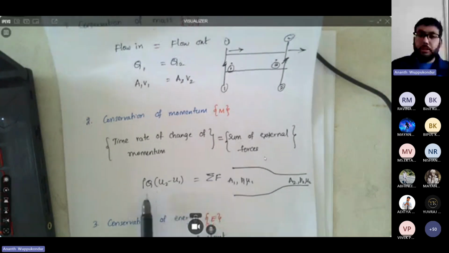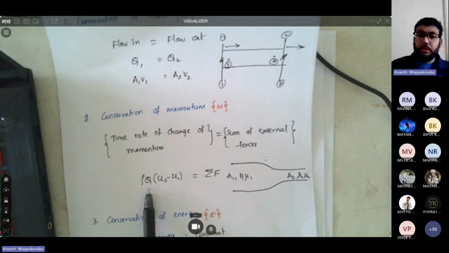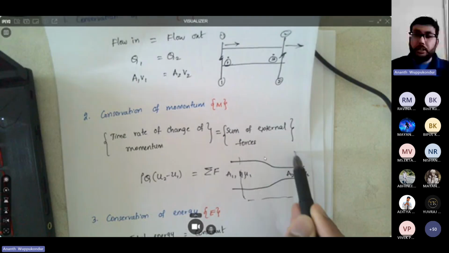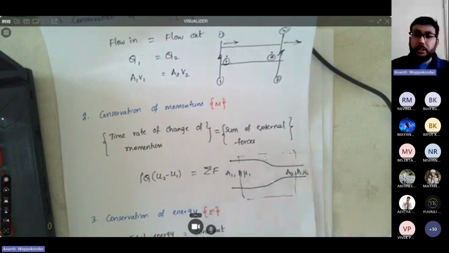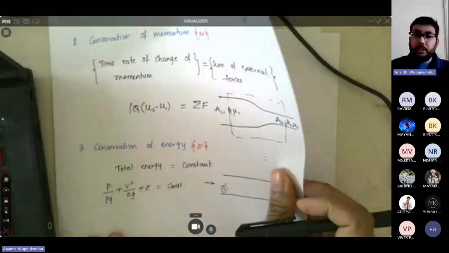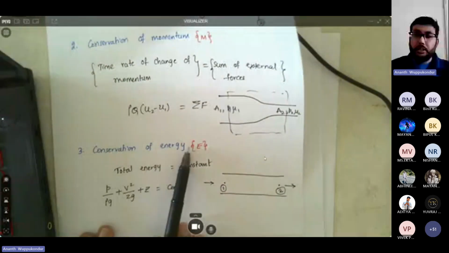And then the third principle that you are going to use is conservation of energy. So the conservation of energy states that the total energy is constant. So if you know the energy at point 1 and there are no losses between point 1 and 2, then the energy must be conserved. So you have three heads: pressure head, velocity head, plus the elevation, which is constant throughout the system if there are no losses.